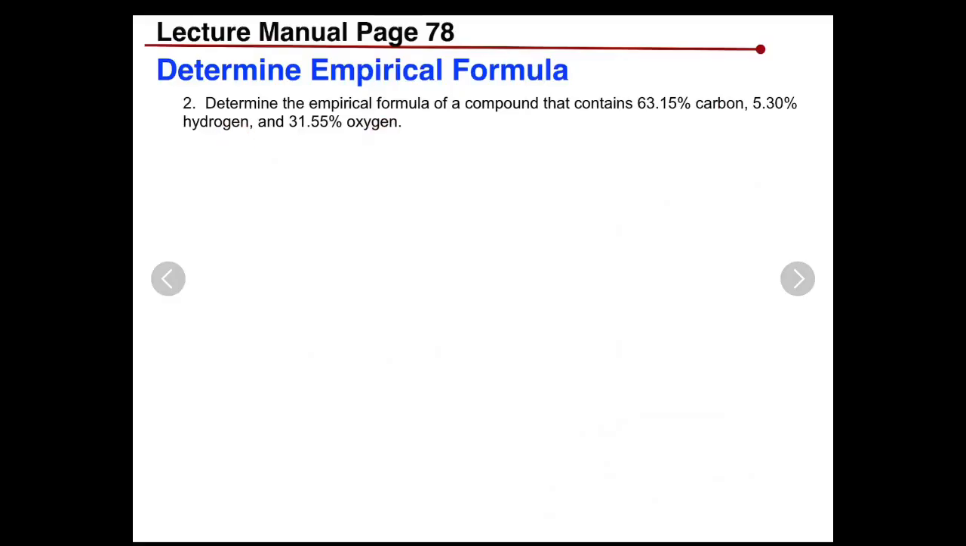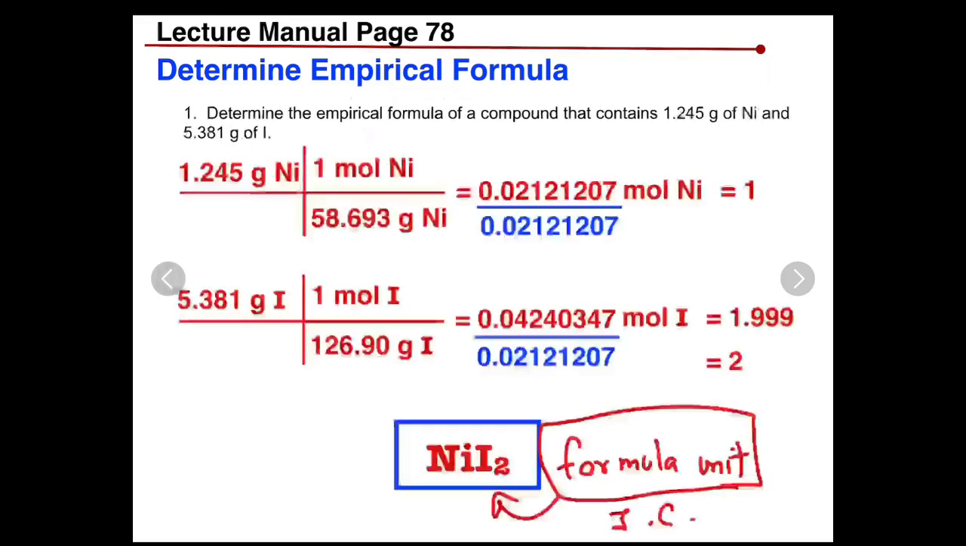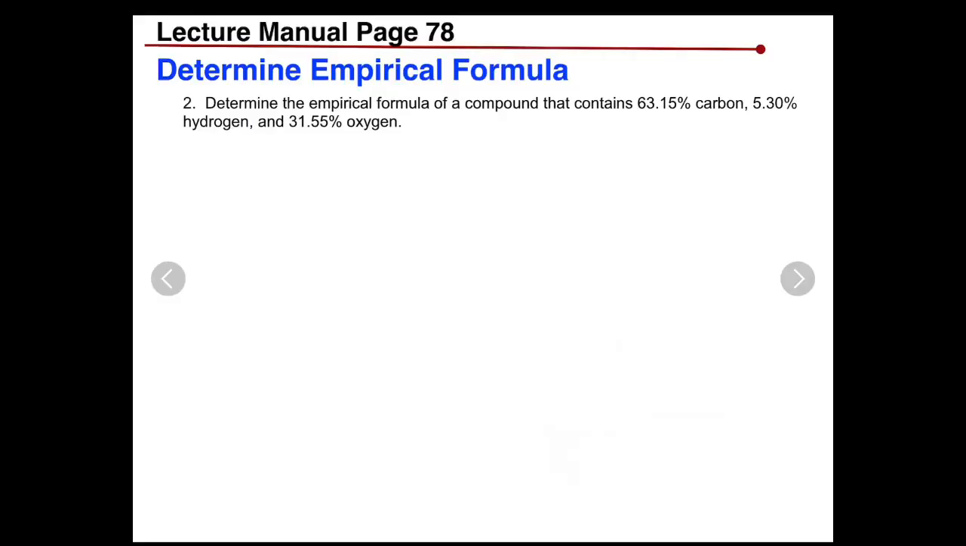In this case, the way that we calculate the empirical formula is similar to the previous step that we did earlier. First, you convert to moles. Second, you divide by the smallest number of moles to get the ratio. Same thing here. However, in this case, it's giving you percent.